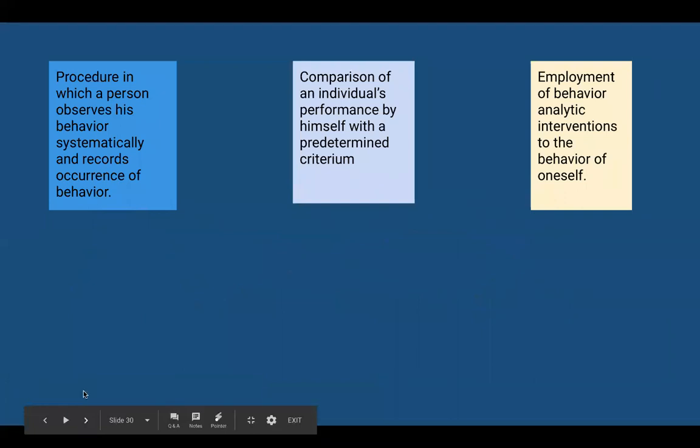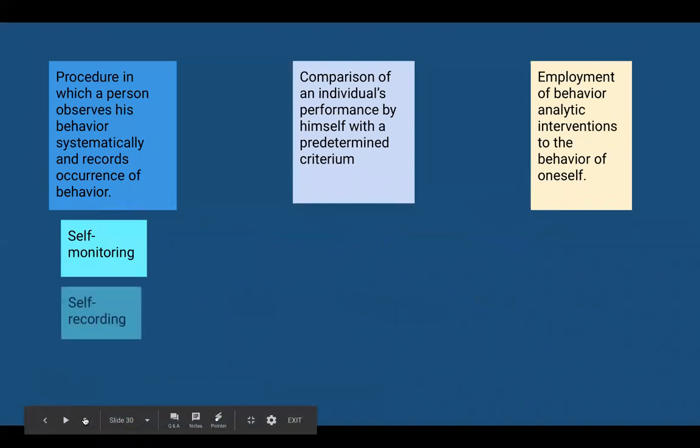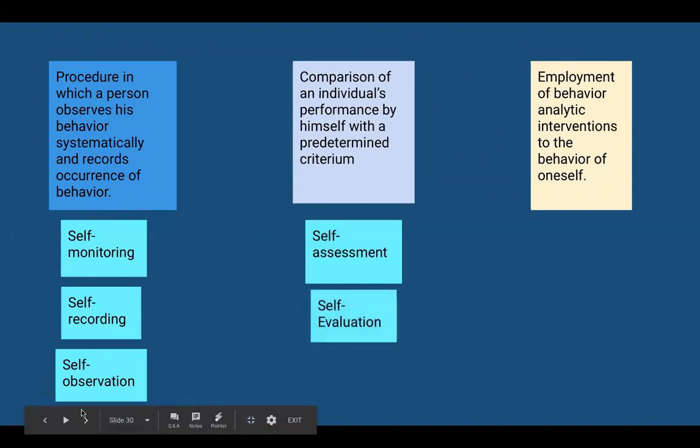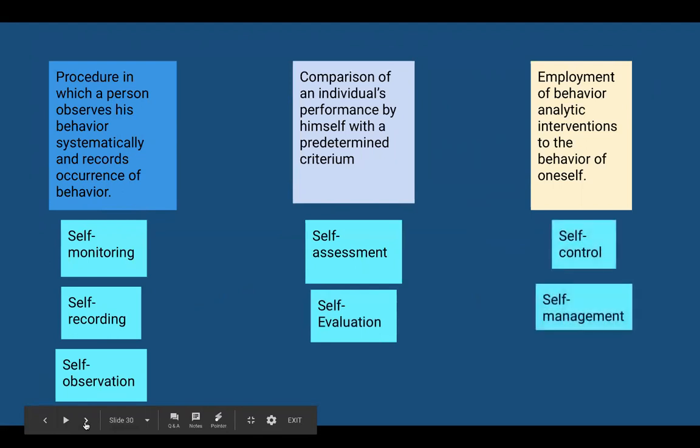Self-recording. Self-monitoring. Self-observation. Self-observation. Awesome, guys. Comparison of individual's performance by himself with the predetermined criterion. Which one is that one? Self-evaluating. Self-assessment. Nice. I think the trick that we used helped. Employment of behavior analytic interventions to the behavior of oneself. Self-control. Self-management. Okay. Awesome.